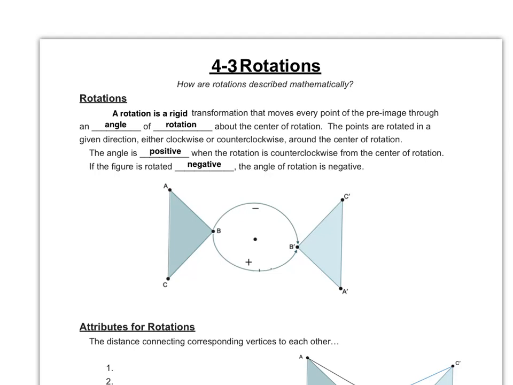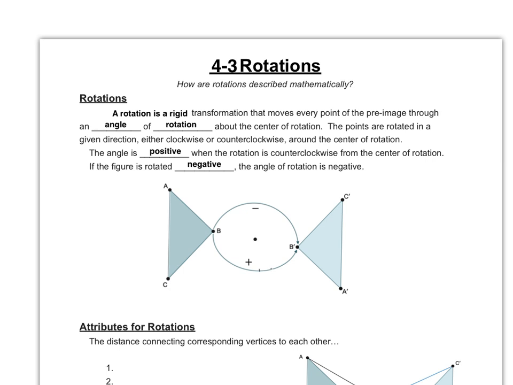Continuing with our rigid transformations, we're going to look now into rotations. A rotation is a rigid transformation that moves every point of a pre-image through an angle of rotation about the center of rotation. The points are rotated in a given direction, either clockwise or counterclockwise, around the center of rotation.